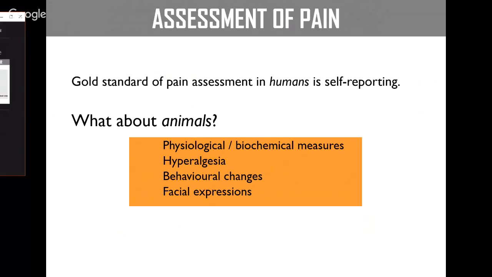Well, we have several possibilities. One is to look at physiological indicators, and that would include, for example, biochemical markers, changes in hormones, measures of hyperalgesia. These are potentially useful, but basically in an experimental setting. If we look, for example, at the most commonly used physiological marker of pain, that's cortisol in plasma.